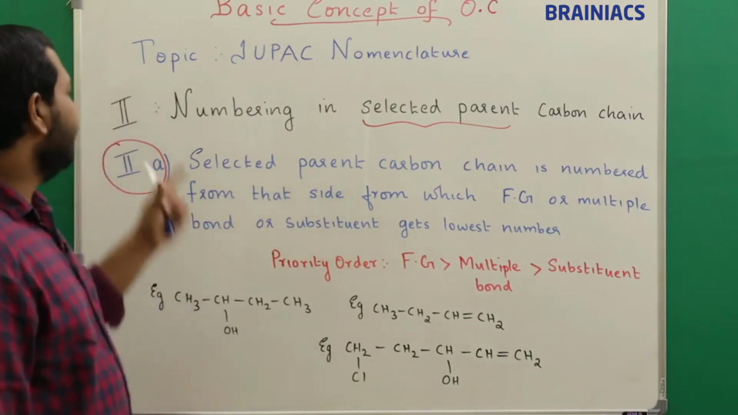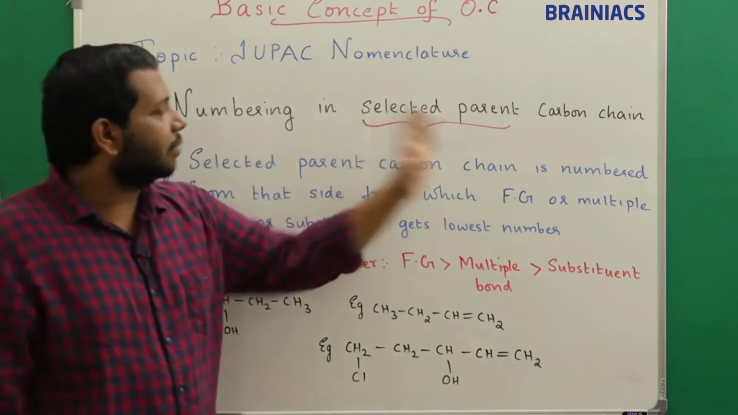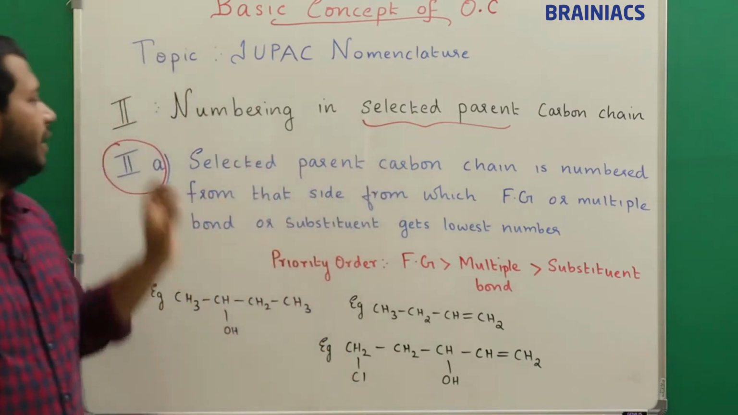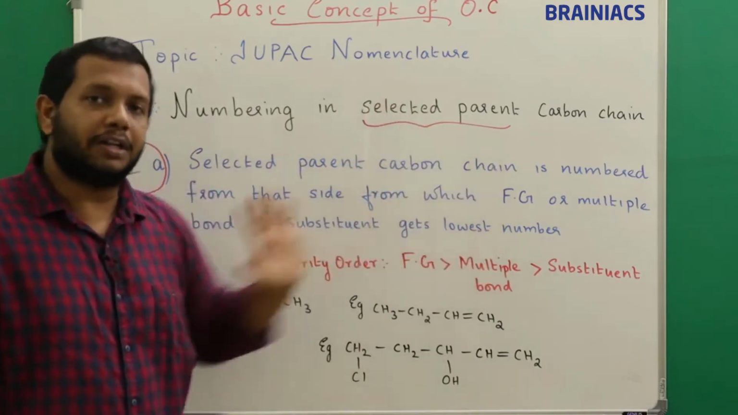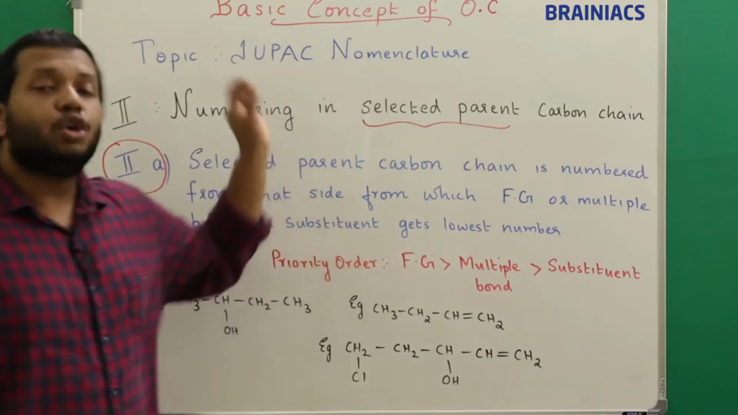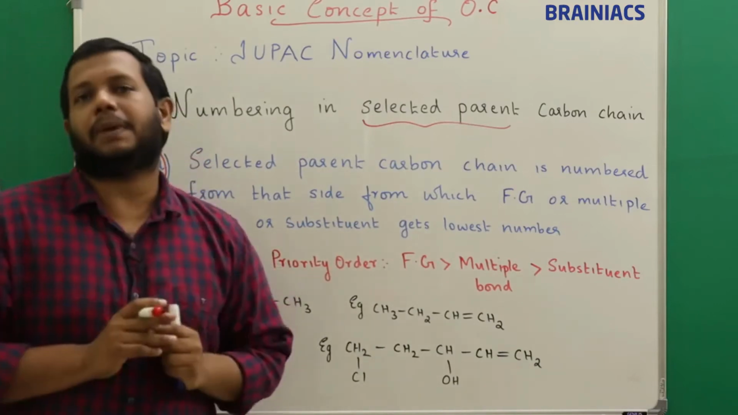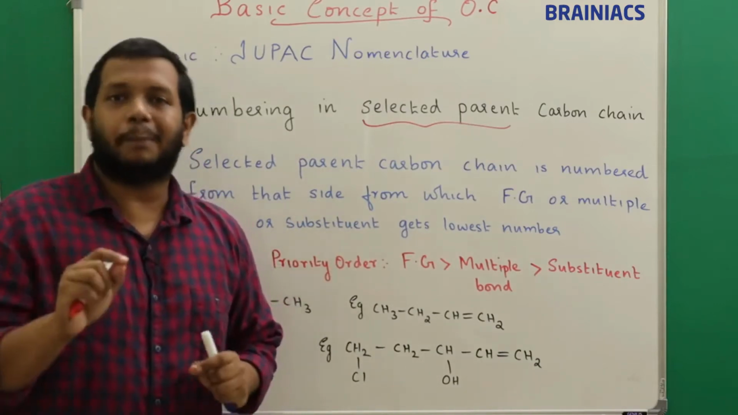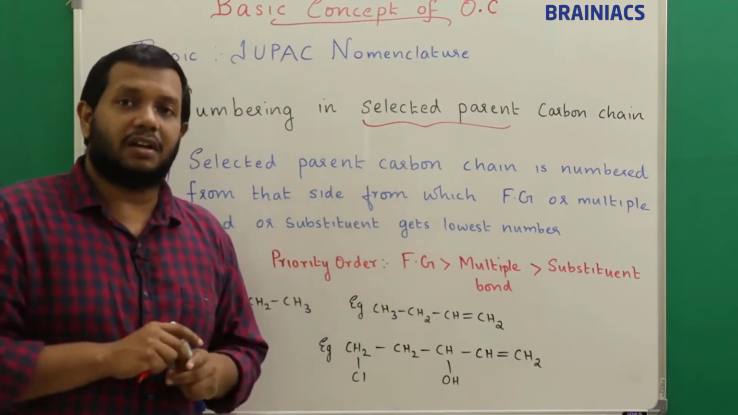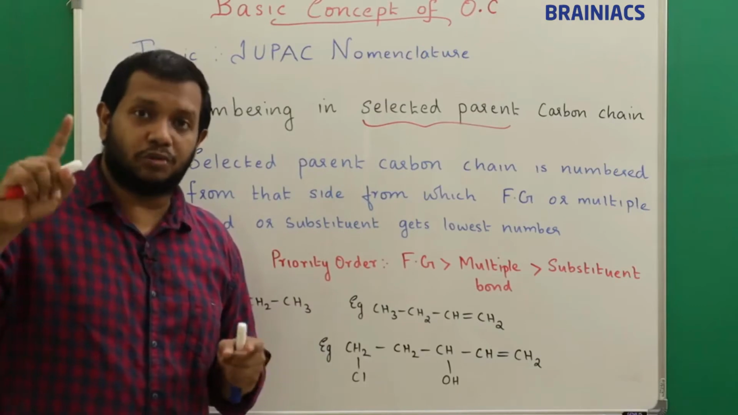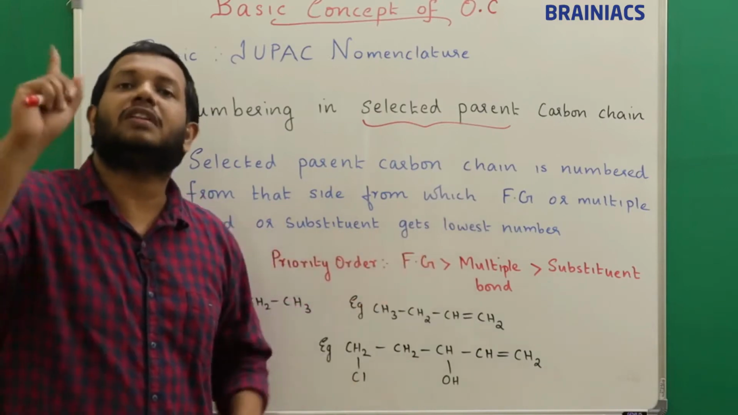Okay, so what is the first sub rule stating? Just we will go through that. The selected parent carbon chain is numbered from that side from which the functional group or multiple bond or substituent should get the lowest number. That means once you have selected the parent carbon chain, you should start the numbering in such a way that, from which end you should start numbering, you should choose the side in such a way that the functional group or multiple bond or substituent should get the lowest number.